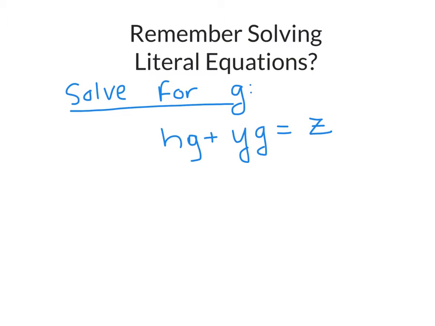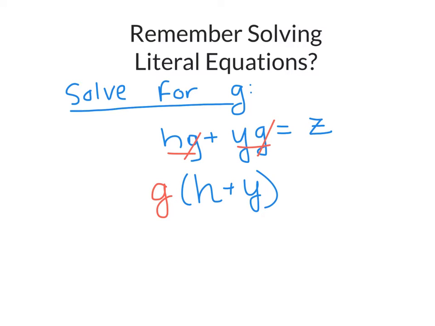So we've actually already done factoring this year. Remember solving literal equations? A problem like this where we had to solve for g, but with the variable being in two terms, we were unable to do that. So what we did, and at the time we kind of called it reverse distributive property, is we took the g out of both terms. So if I take the g away from hg, I'm left with h. And if I take g away from yg, I'm left with y. And I essentially undid the distributive property.